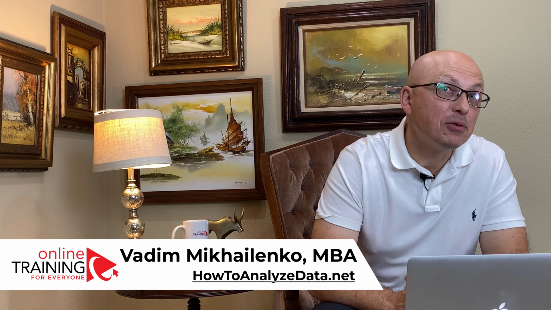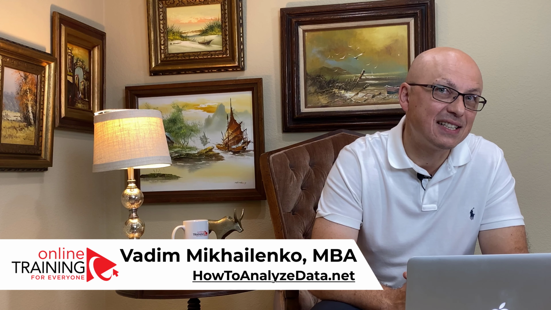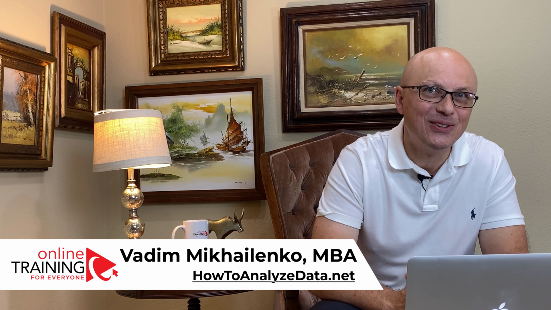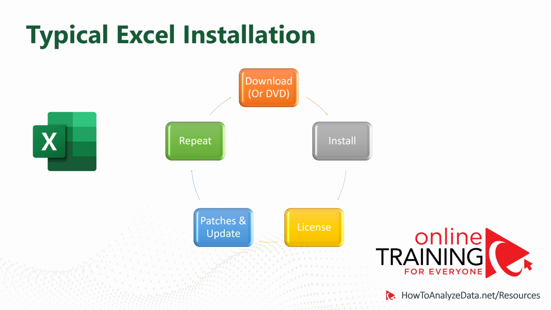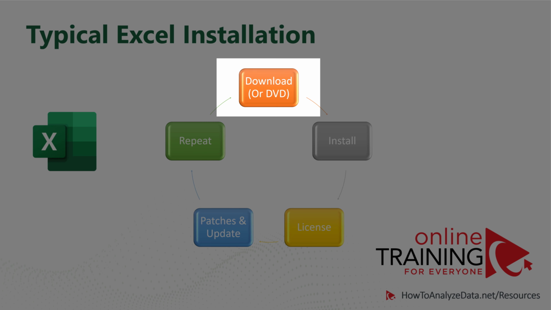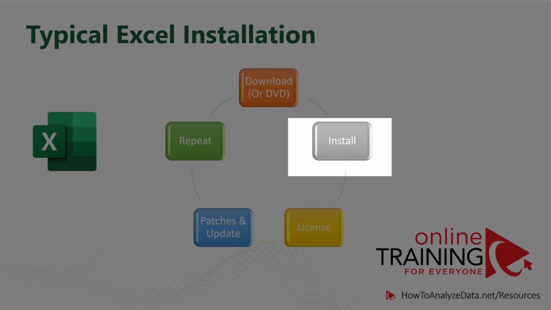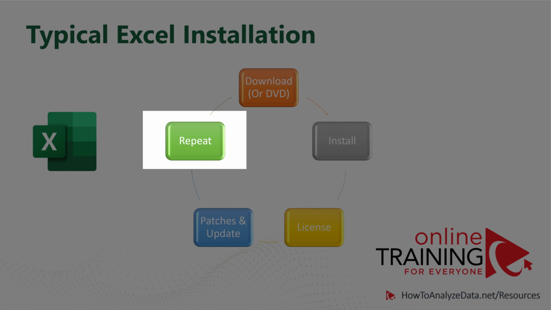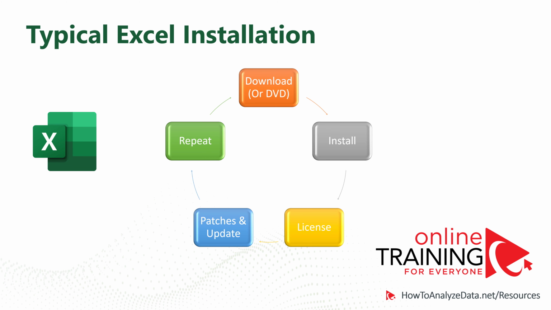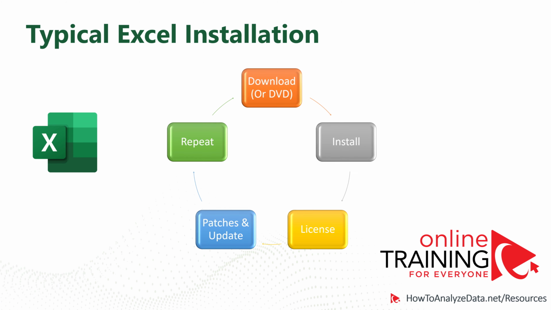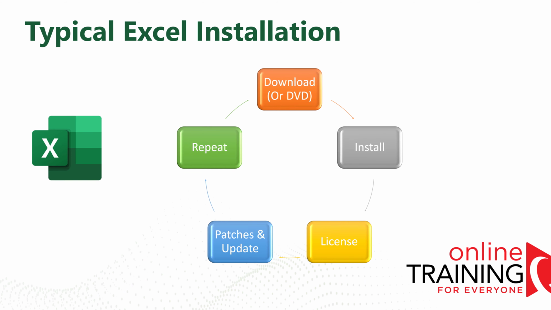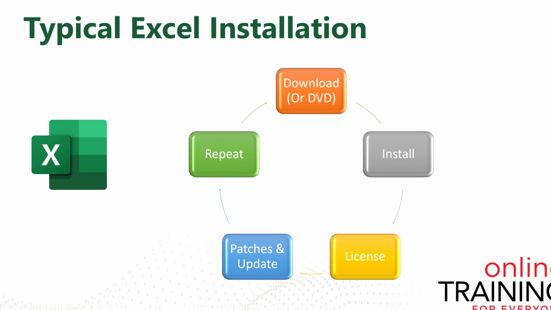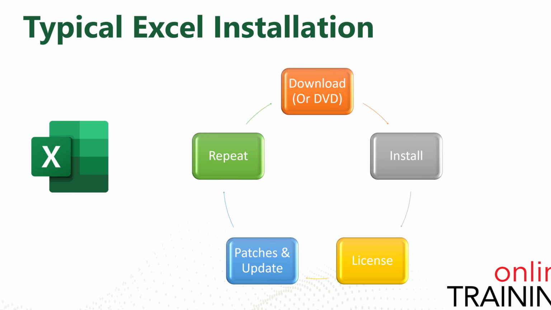Hi there, this is Vadim Michalenko, and in this quick video, I would like to share with you how you can get Microsoft Excel at no cost to you. The typical process of getting Microsoft Excel involves downloading the application or getting it on DVD, installing it, entering a license key, then maintaining it through patches and updates, and then repeating when a new version comes out. Recently, Microsoft introduced a new way of accessing Excel's functionality, which is absolutely free and doesn't require half of these steps for you to take advantage of the application.